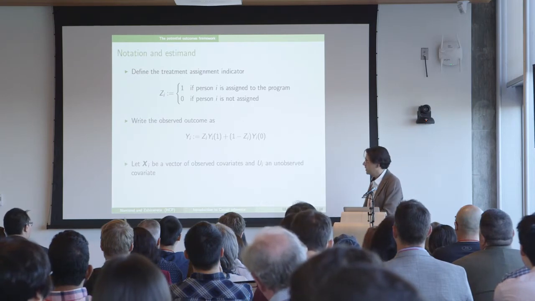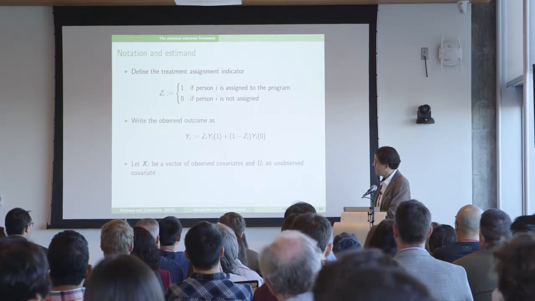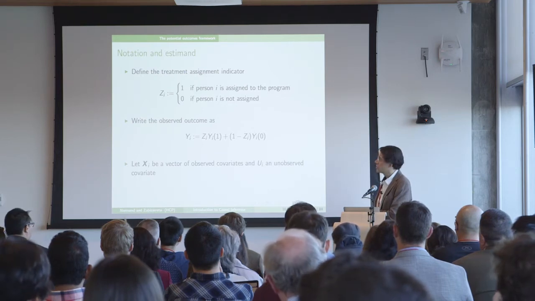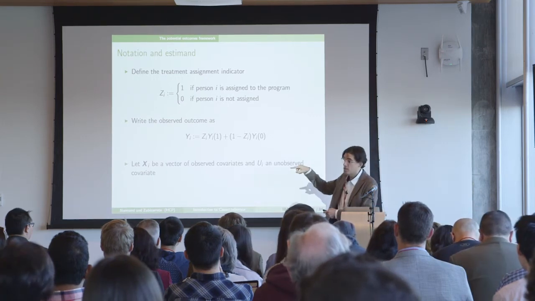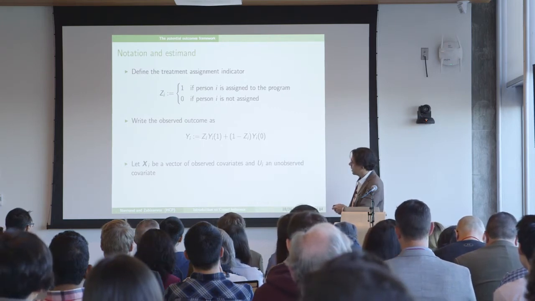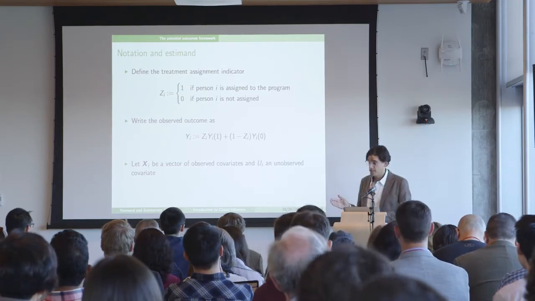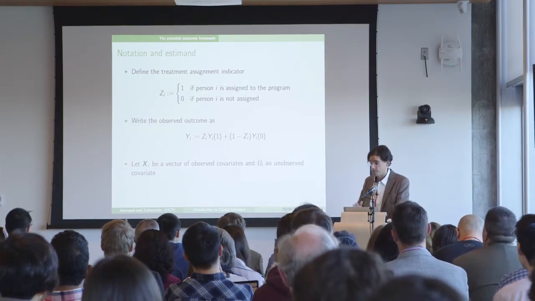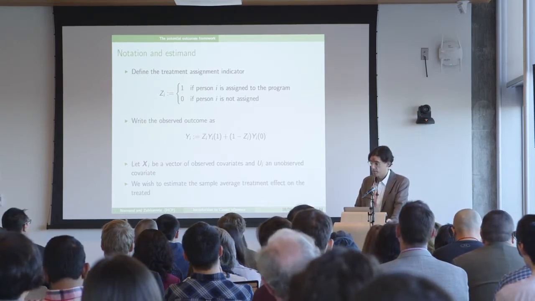In this framework, everything is going to be fixed except the treatment assignment, Z, and the variables that inherit the randomness from treatment assignment. So the observed outcomes are going to be random because they inherit the randomness of treatment assignment, but both the potential outcomes and the vector of observed covariates and the unobserved covariate are going to be thought of as fixed. So randomness here is coming from the randomization distribution of treatment assignment. All right? And we wish to estimate the sample average treatment effect on the treated.